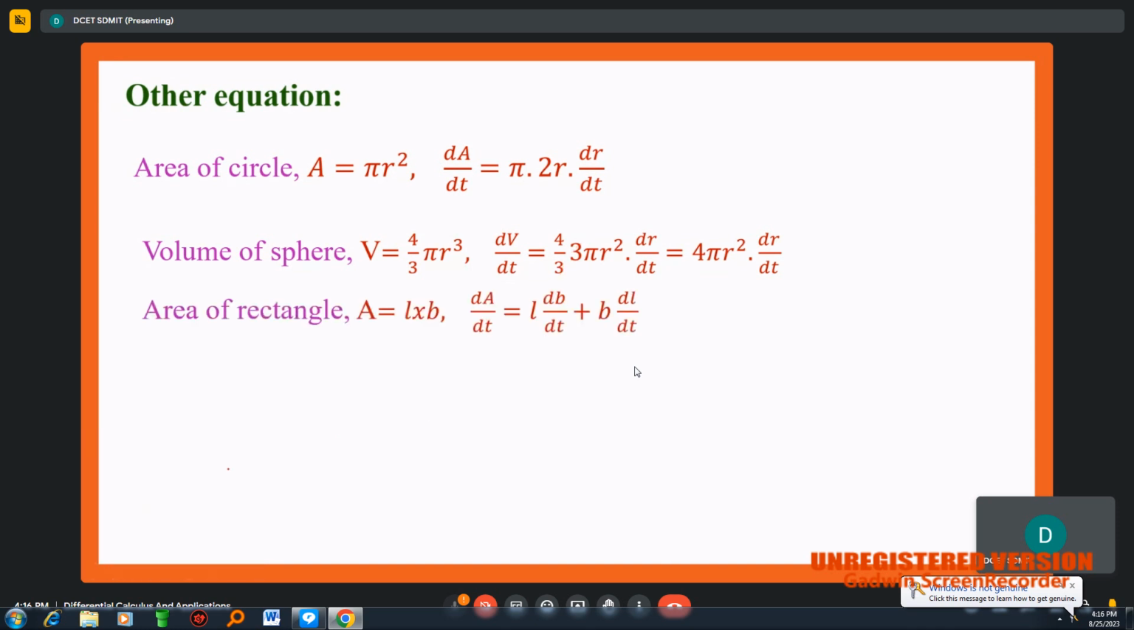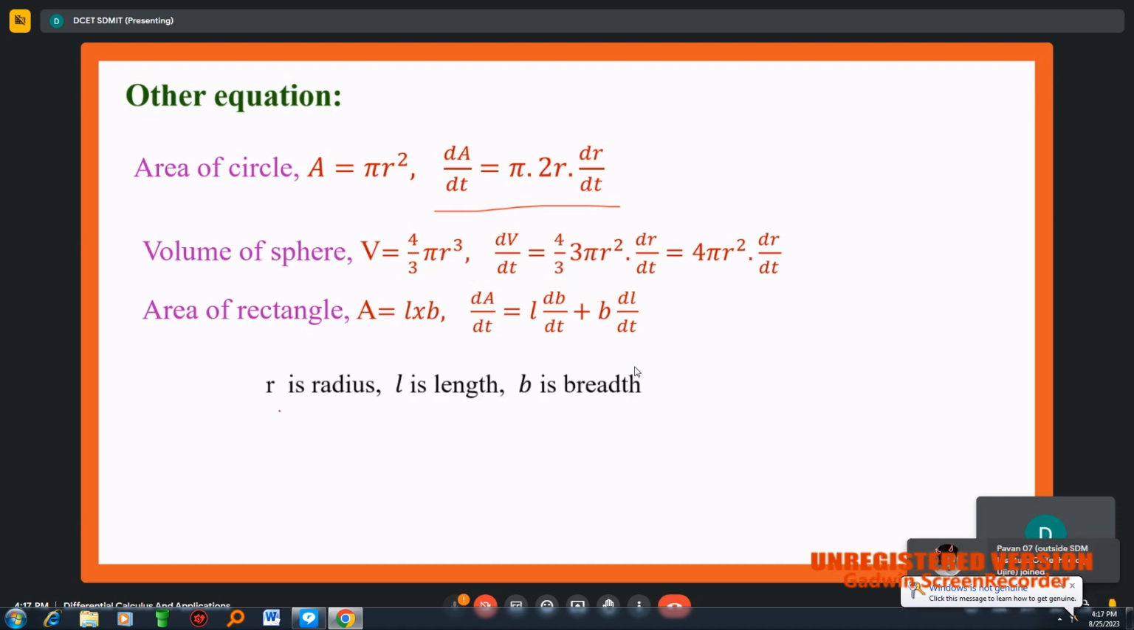Next, area of rectangle. What is the area of rectangle? A is equal to L into B. That is dA by dt is equal to L into dB by dt plus B into dL by dt, which is the area of rectangle. Now, what is the area of circle? Area of circle is A is equal to pi r square. Now, we are differentiating this one with respect to t. Volume is V is equal to 4 by 3 pi r cube. Differentiating with respect to t. And V is equal to L into B into H, where r is the radius, L is the length, B is the breadth and H is the height. Okay.